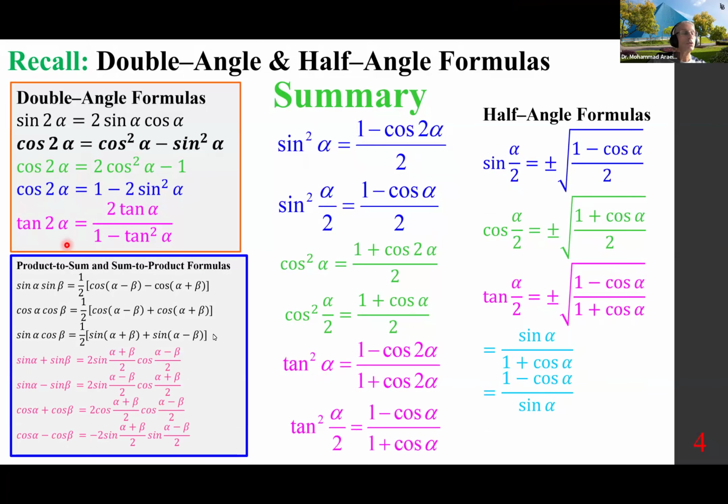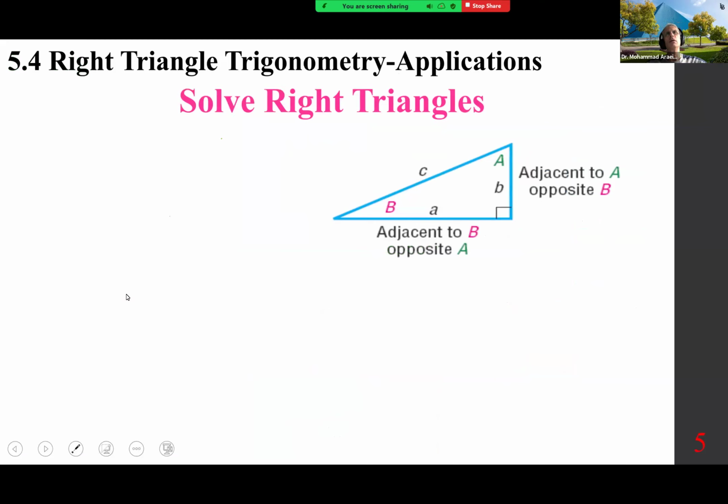These are some more formulas, product to sum and sum to product formulas. For example, sine alpha sine beta is half of cosine of alpha minus beta minus cosine of alpha plus beta, and the rest. Now, in the case of right triangle trigonometry, what do we need to know when we want to solve a right triangle? One angle is 90 degrees.